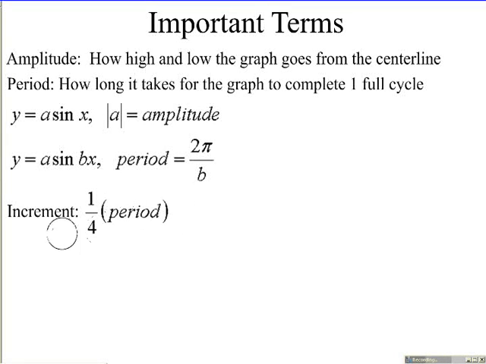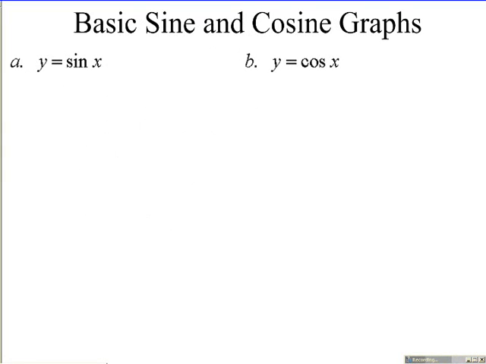Last thing you will need to identify for today is the increment, also sometimes called the quarter period, because it is found by taking 1/4 of the period. So looking at our basic sine and cosine graphs here, y equals sine x. You will have to identify the amplitude, the period, and the increment for all the graphs that we're going to do today. Tomorrow then we will add on phase shift and center line shift.